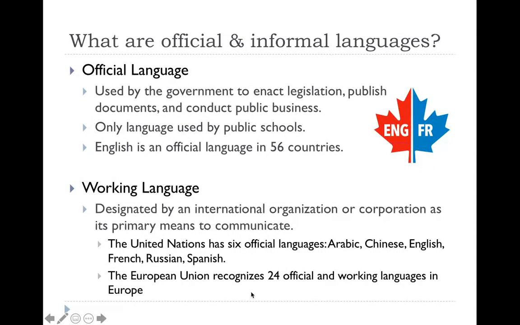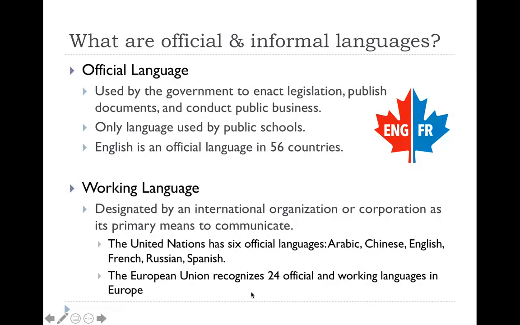When we look at official languages, these are languages typically used by a government, usually to pass some kind of laws or enact legislation. They may use it for conducting public business. It may be specifically used in schools or by the public schools of that country. And when we look at English, just using that as an example, it is the official language in 56 countries around the world.